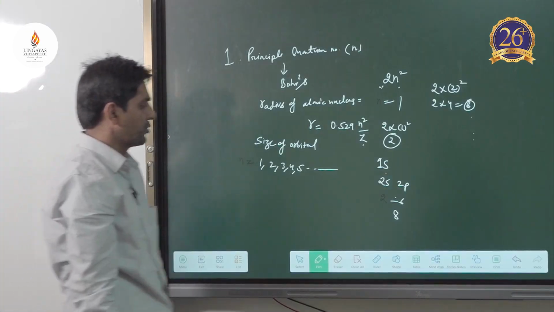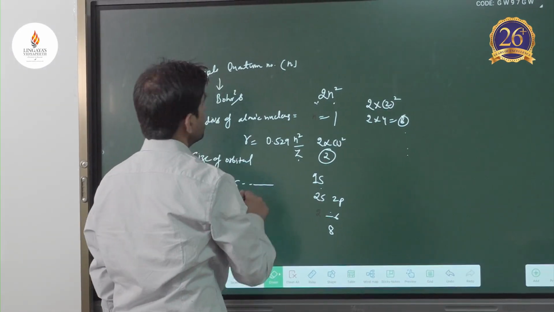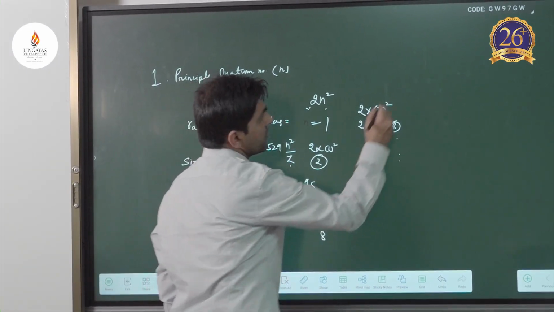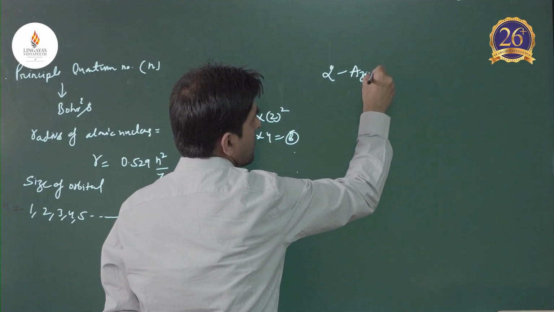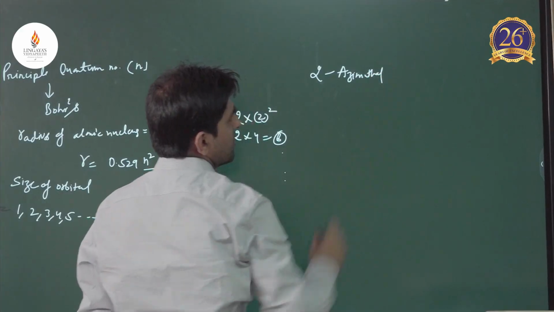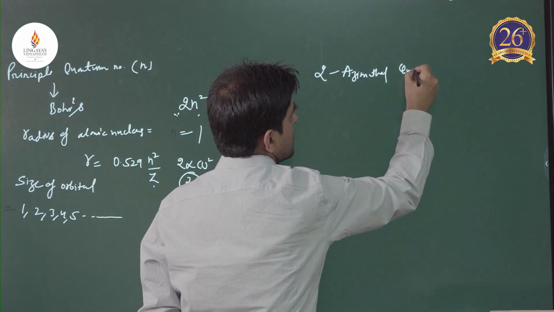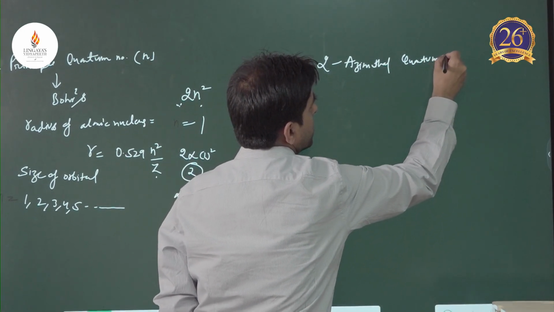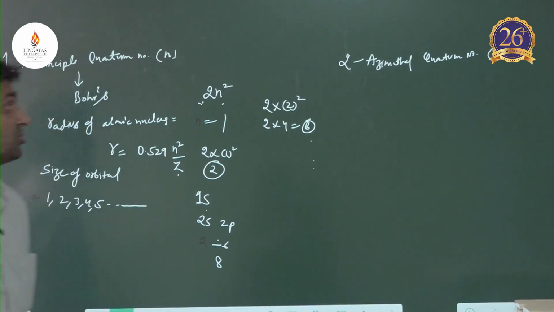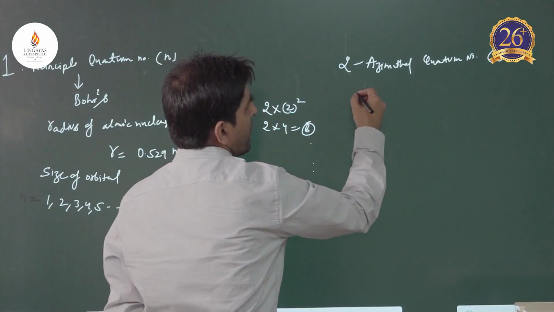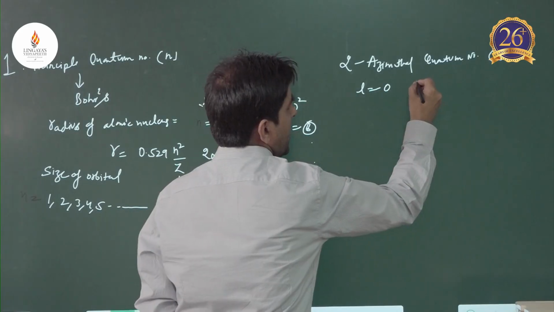Now the second quantum number. The second quantum number is the azimuthal quantum number, or angular quantum number, denoted by L. It tells us about the shape of atomic orbital. If the value of L equals 0, that is s orbital.